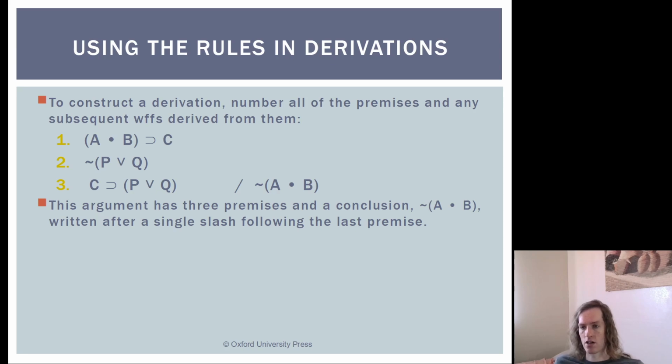So to construct a derivation, we're going to number all of the premises and any subsequent well-formed formulas derived from them. This is how an argument is going to look when you're first presented with it. This argument has three premises and a conclusion. The conclusion is it's not the case that A and B, and the conclusion is going to be written after a slash following the last premise. It'll be on the same line as the last premise. But it's important to remember that the conclusion is not actually part of the last premise. The conclusion isn't really part of the argument at all, except insofar as it tells us something.